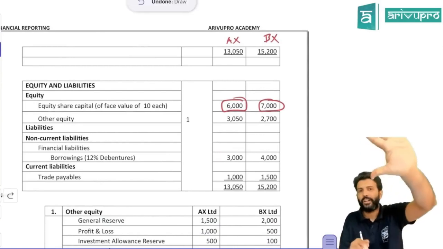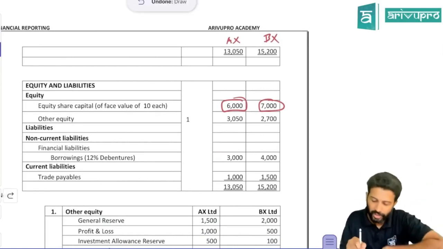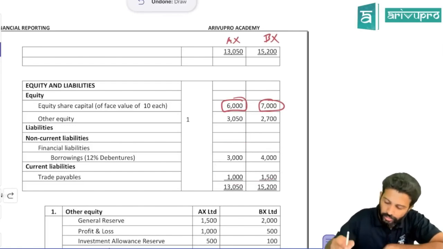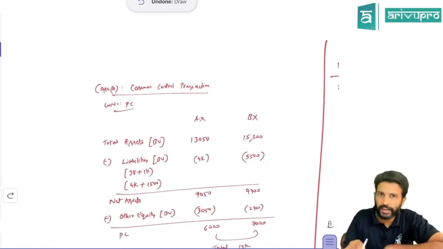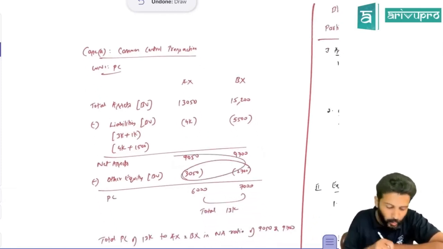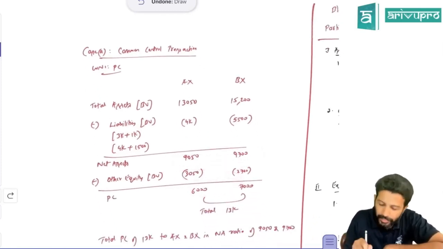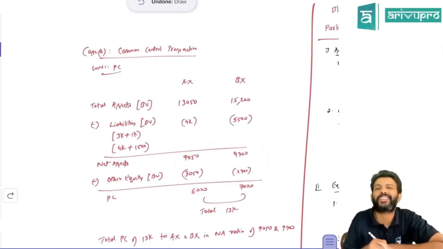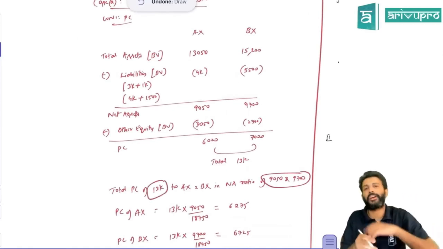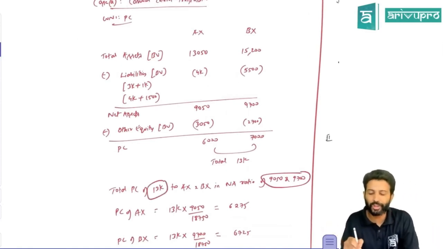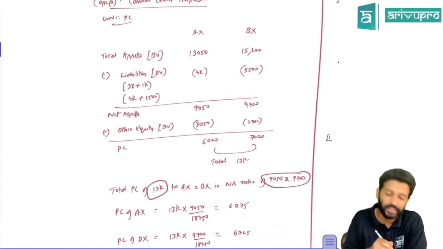How do you get net assets? Assets minus only outside liabilities. So you reduce these: 3,000, 4,000, 1,000 and 1,500. I've totaled all the outside liabilities and reduced them, as shown here. Then you'll get net assets. Net assets minus other equity will give you your PC. This way, in this working note, I got PC and net assets also. The ratio of net assets is 9,050 to 9,700, so the total PC of 13,000 will be distributed to both the companies in that net asset ratio.